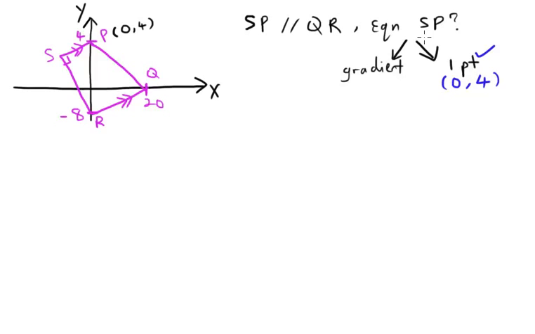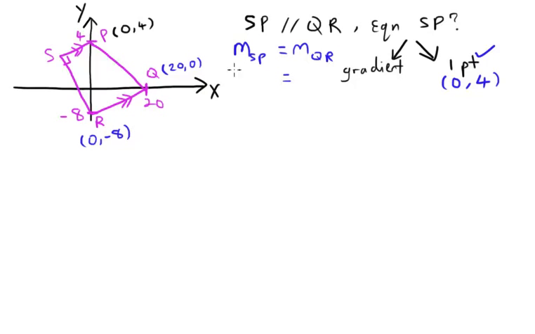How do we get the gradient for SP? Well, we don't have point S, so we couldn't find the gradient from there, but they are parallel. It means the gradient for SP would be equal to the gradient of QR. And could you get the gradient for QR? Yes, because you have both the points for Q and R. Q would be (20, 0), because this is the x-intercept. R would be (0, -8).